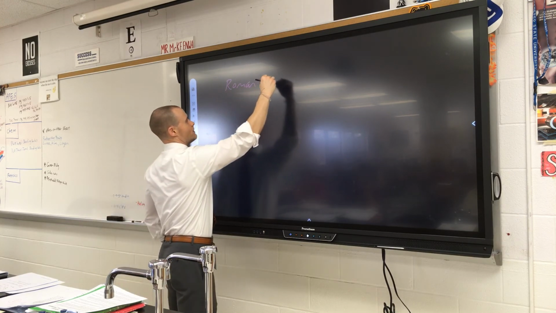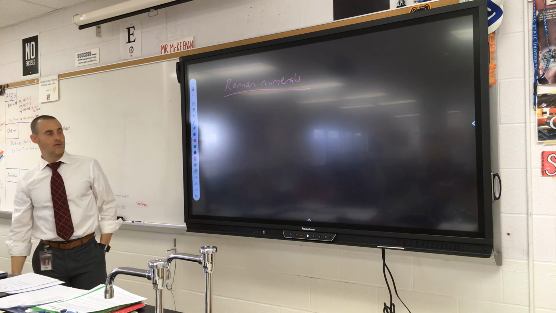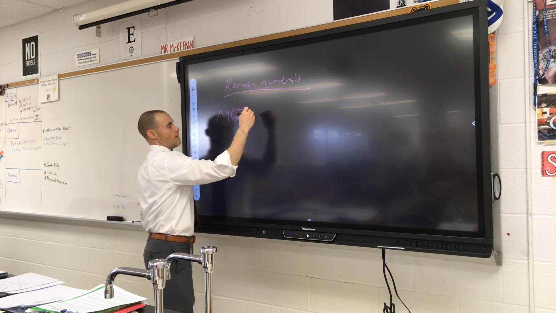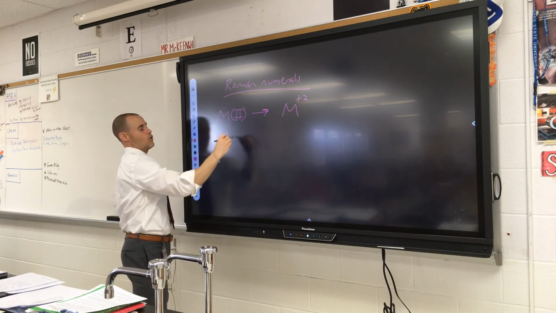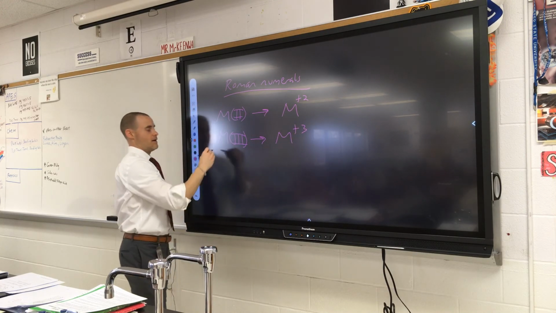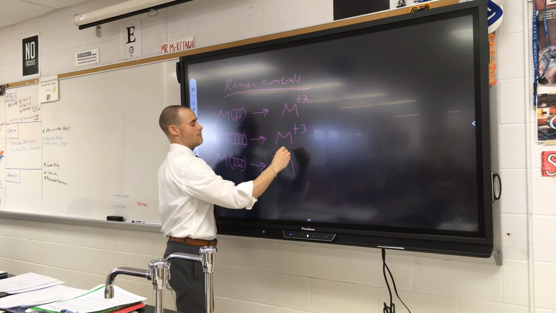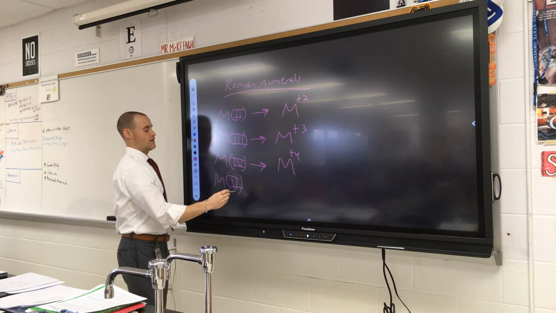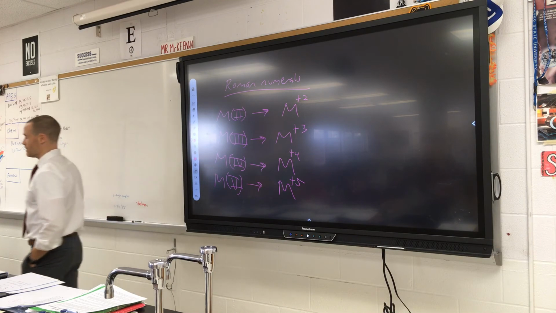Roman numerals. Write this in your notes. Roman numerals for ionic compounds. Here's what you need to understand. M, Roman numeral 2, means M plus 2. M, Roman numeral 3, means M plus 3. M, Roman numeral 4, means M plus 4. M, Roman numeral 5, yields M plus 5. I'll stop and let you catch up.